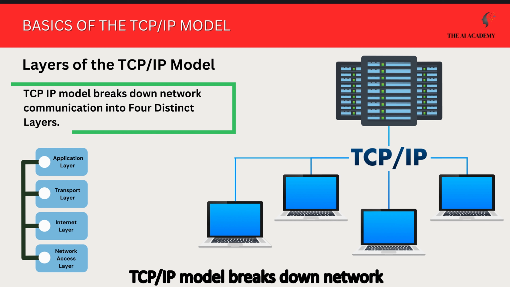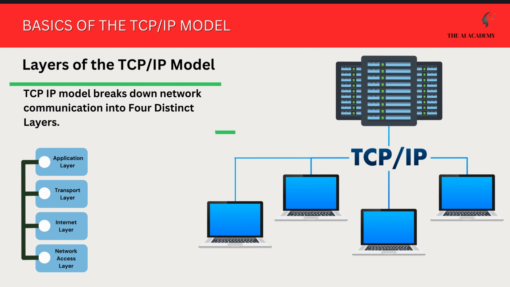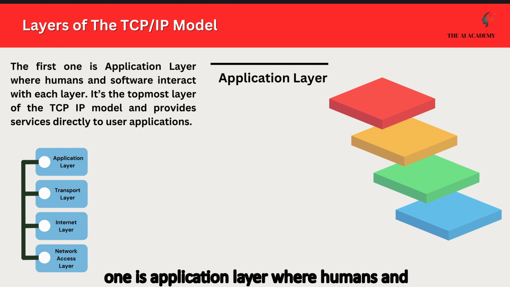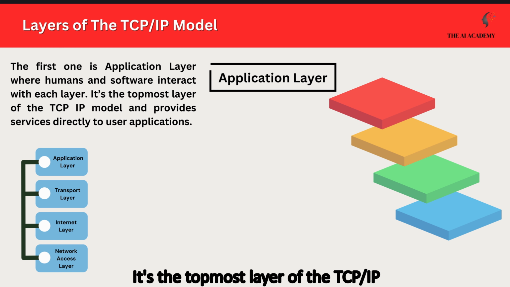The TCP/IP model breaks down network communication into 4 distinct layers. Each layer has a specific role, and they work together to ensure smooth data transmission from one device to another. Let's go layer by layer. The first one is the application layer, where humans and software interact with each layer. It's the topmost layer of the TCP/IP model and provides services directly to user applications.